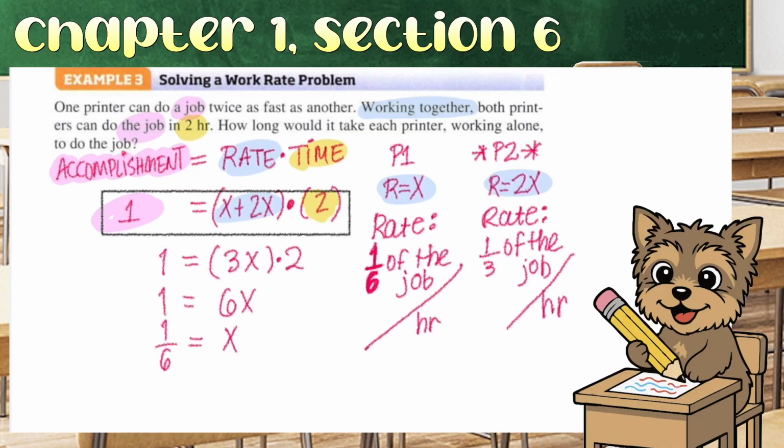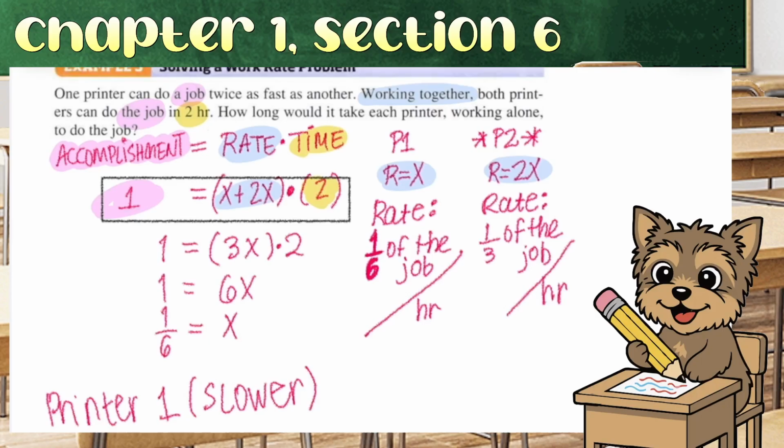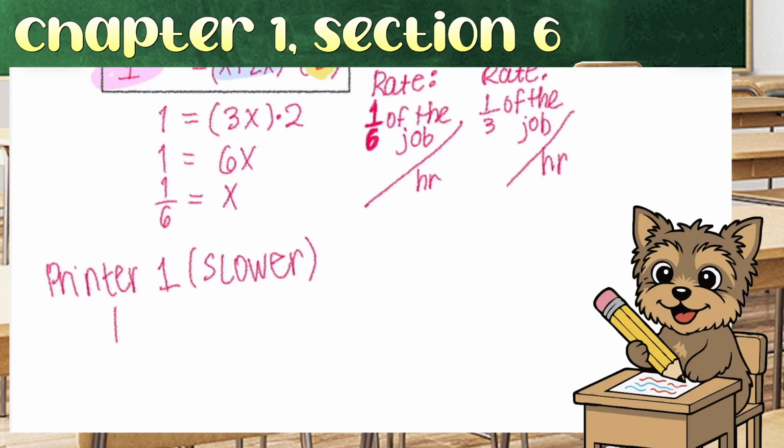Okay, well, you barely even have to do anything. So printer 1, do we say that's the faster or the slower? Let's note this so that we see if it makes sense. I believe we said it was the slower. Do you remember? And if I filled it into the equation, accomplishment equals rate times time. I want to accomplish one job. My rate is 1/6 of the job per hour times t.